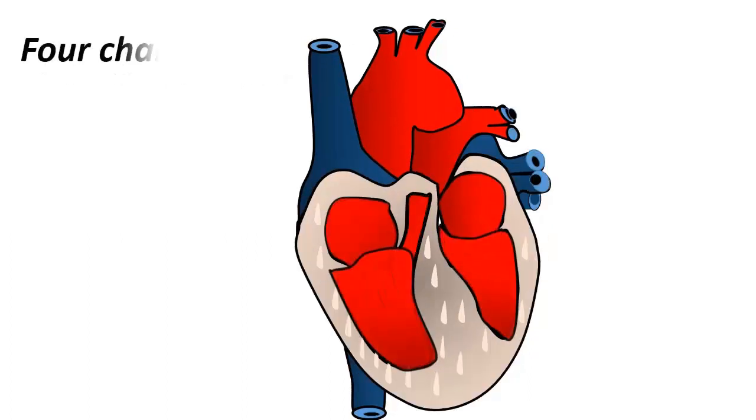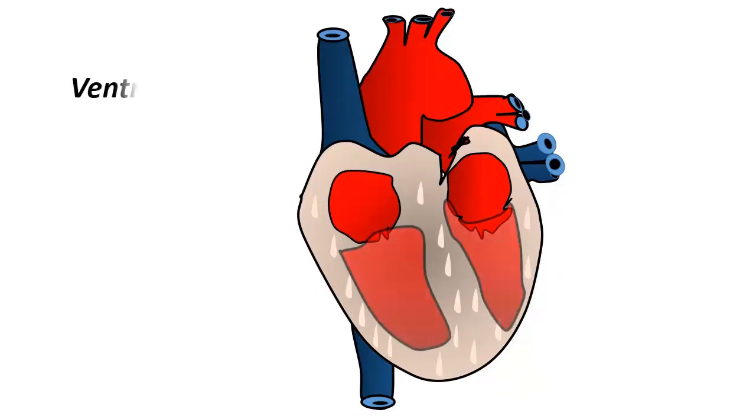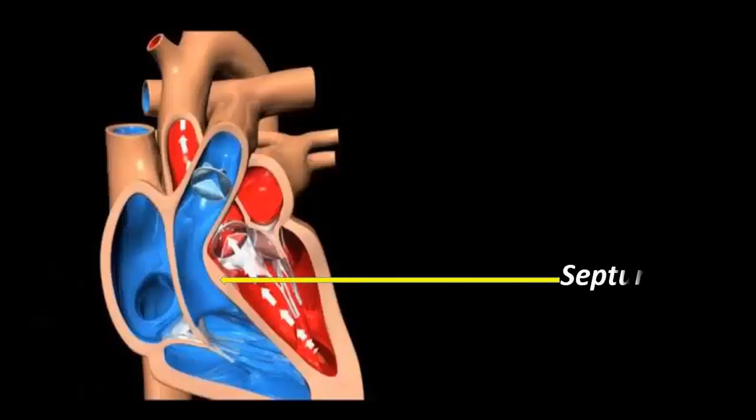The human heart is four-chambered. The two upper thin-walled chambers of the heart are called auricles or atria. The lower thick-walled chambers are called ventricles. The chambers are separated by septum, which prevents the mixing of oxygenated and deoxygenated blood.